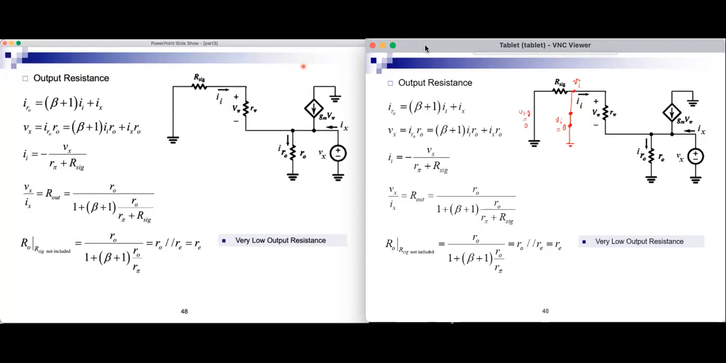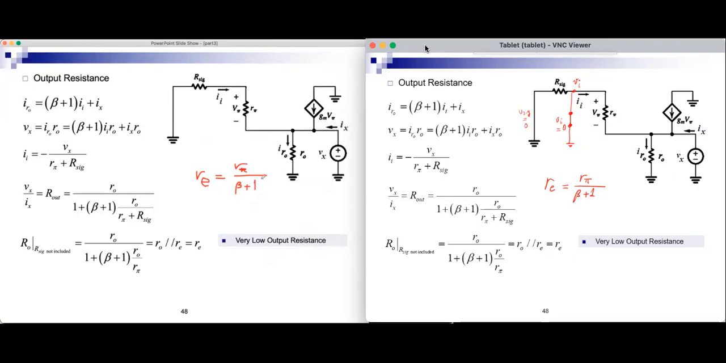All right, a question from Jason. Could you repeat what RE is? Sure. Let's see. I can write with a pen here that RE is defined as R pi divided by beta plus 1. That's the definition of RE. It's a quantity that obviously has units of resistance, which is R pi over beta plus 1.